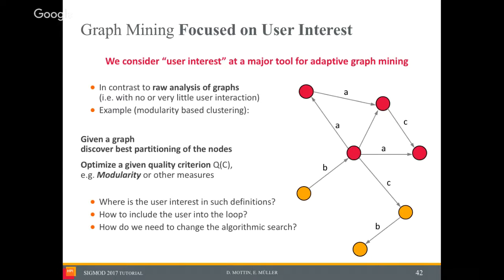So the main questions that we pose to the graph mining community in general are: where is the user interest in such current definitions? How can we include the user into the loop? And how do we need to change the algorithmic search? Because we could now introduce into modularity a user preference. But what changes then in the search, in the partitioning of the graph? That might be more important there.